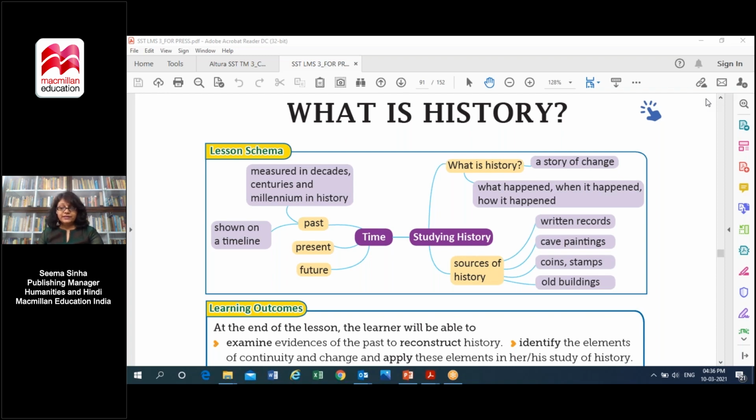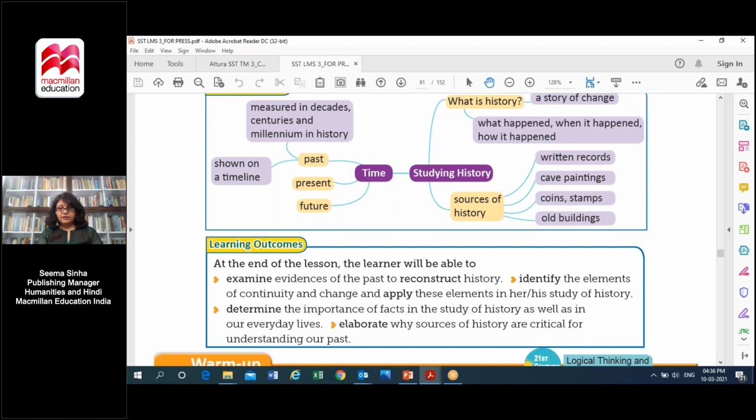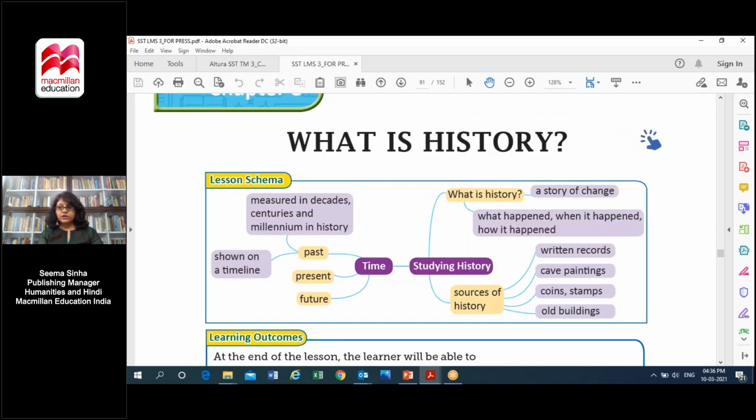I will take you through a lesson based on experiential learning from the main course book Altura Social Studies, published by Macmillan Education. So learning activities, learning outcomes that are there for this chapter are examine evidences of the past to reconstruct history, identify the elements of continuity and change, and apply these elements in their study of history, because the chapter is what is history.